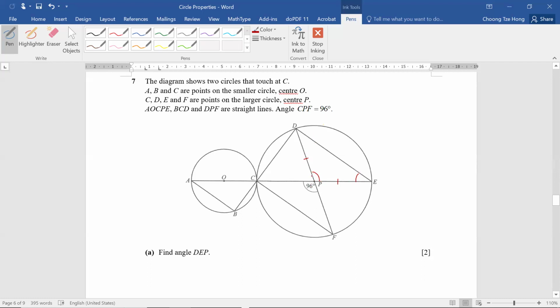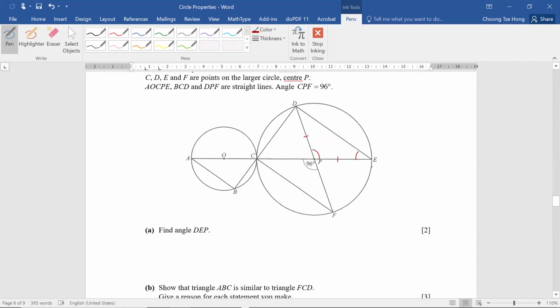And indeed, it's so obvious what this angle DPE is. It's just vertically opposite CPF. So that's how we can arrive at the answer. Let's go ahead and write down this solution. Angle DPE is equal to angle CPF, which is equal to 96 degrees. This one will be vertically opposite angles.